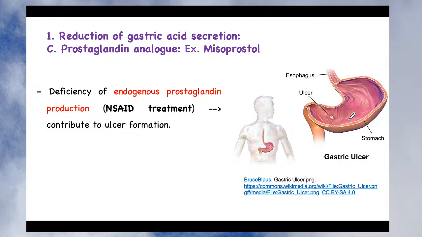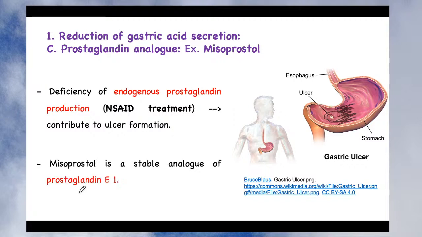Generally the protective layer of prostaglandin is formed on the mucosa of your stomach. Since NSAIDs produce a deficiency of prostaglandin, there is now no protective layer. As a result, acid or pepsin come in direct contact with the mucous membrane of the stomach, which may lead to formation of an ulcer. So misoprostol is a stable analog of prostaglandin E1.